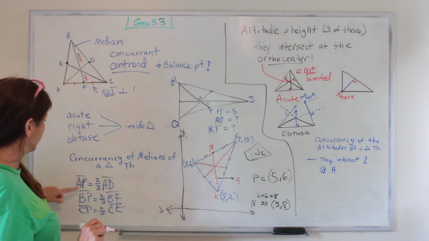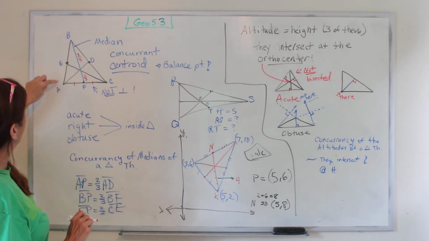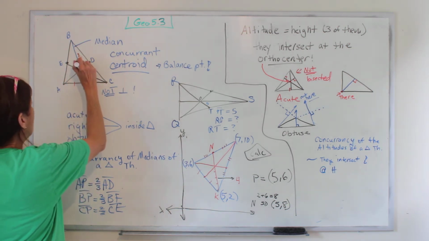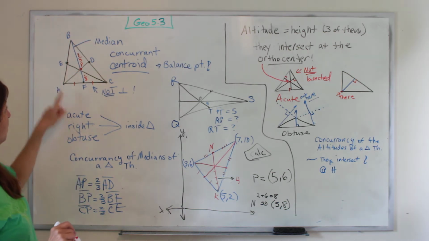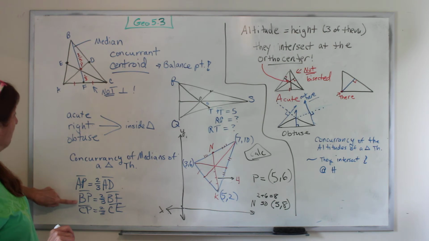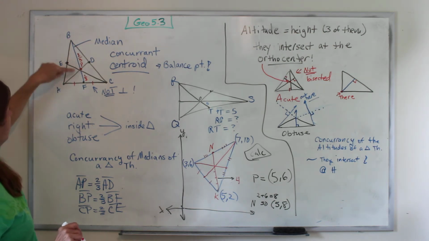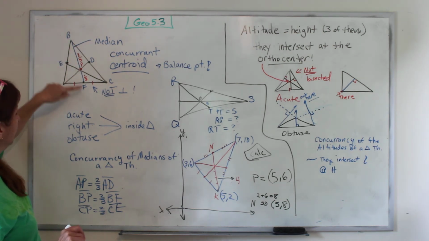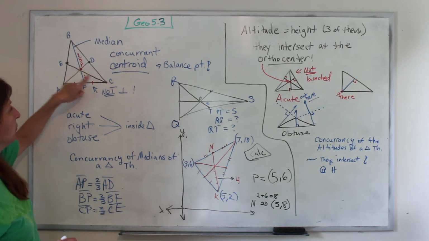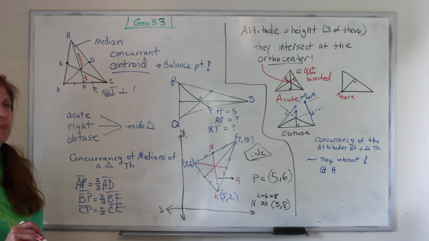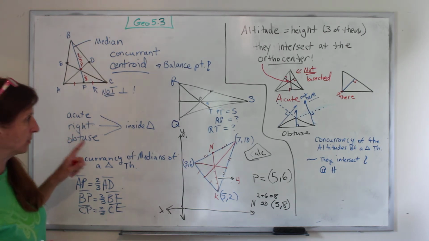So this is what it's saying. From this middle point we're going to call P, AP is 2/3 AD. BP is 2/3 BF, and CP is 2/3 CE. All right, so we can do some math with that.